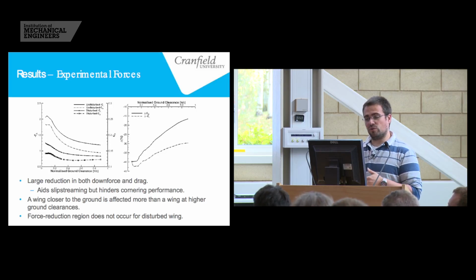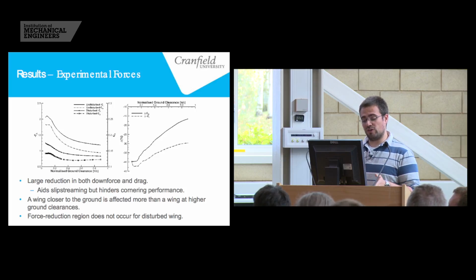The operating window of the wing, or the operating range of the wing, is where the wing loses most of its performance. So going back to the question that was raised before, there's not really much that can be done.